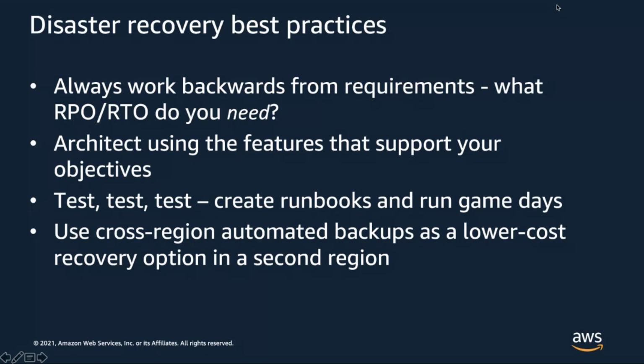From there, take those requirements, look at the features of RDS, and use the features in your architecture that satisfy those objectives. If your RPO is 5 minutes of data loss in a cross-region failure scenario, you're going to have to run read replicas. Conversely, if your RPO and RTO are more relaxed, you can use cross-region replication.